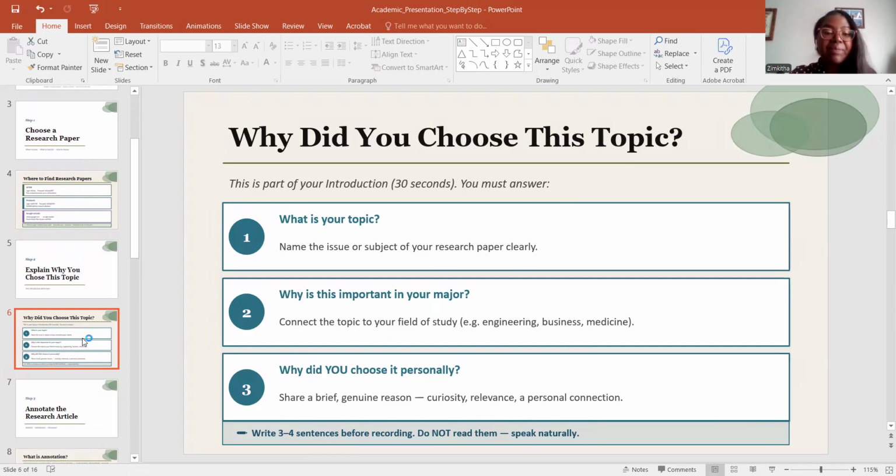What is the topic? Name the issue or the subject of your research paper clearly. Why is this important in your major? Connect the topic to your field. As I said to you, why is it important? Next thing, why did you choose it personally? What is it about that paper that informs your personal interest? Okay, share a brief, genuine reason: curiosity, relevance, personal connection. And you're going to put this in your introduction, 30 seconds through slides. Okay, so exactly like what I'm doing right now. I have my slides, you see them, you're going to be talking and showing your slides while you do the presentation. It will be over Zoom.